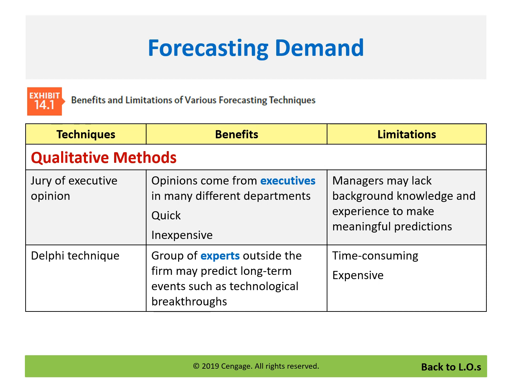For qualitative methods, we have jury of executive opinion. This technique combines and averages the outlooks of top executives from such areas as marketing, finance, and production. Opinions come from executives in many different departments, and it can be done relatively quick and inexpensive. But the limitations would be that managers may lack background knowledge and experience to make meaningful predictions.